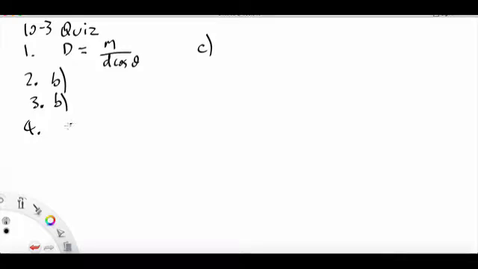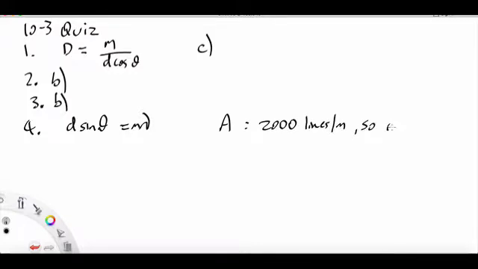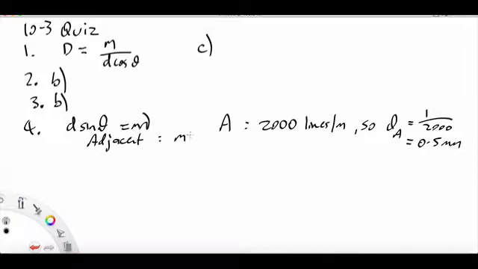Now, number 4, we have d sine theta equals m lambda. Now, let's look at grating number A. We have 2,000 lines per metre, so that means the spacing between the lines for A is 1 metre over 2,000, which is 0.5 millimetres. Now, we're talking about adjacent fringes, and that always means m equals 1.